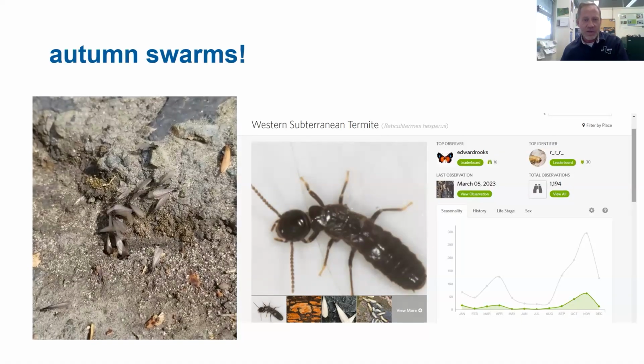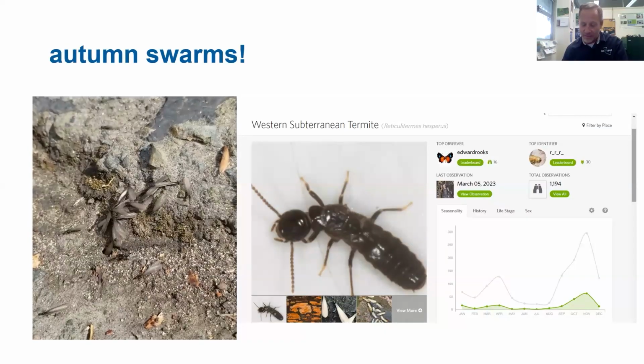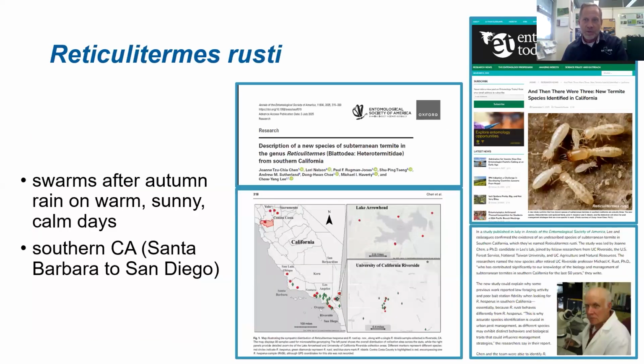And this is interesting because up until recently, we considered these all to be the same species. But in fact, recent research has revealed the presence of at least one and perhaps two or three unnamed or undescribed cryptic species within the Reticulotermes hesperus species complex.